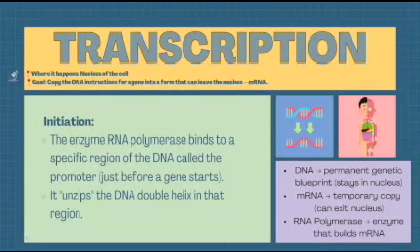Transcription. Where does this happen? It happens in the nucleus of the cell, and the goal is to copy DNA instructions for a gene into a form that can leave the nucleus. Initiation. The enzyme RNA polymerase binds to a specific region of the DNA called the promoter just before a gene starts. It unzips the DNA's double helix in that region.